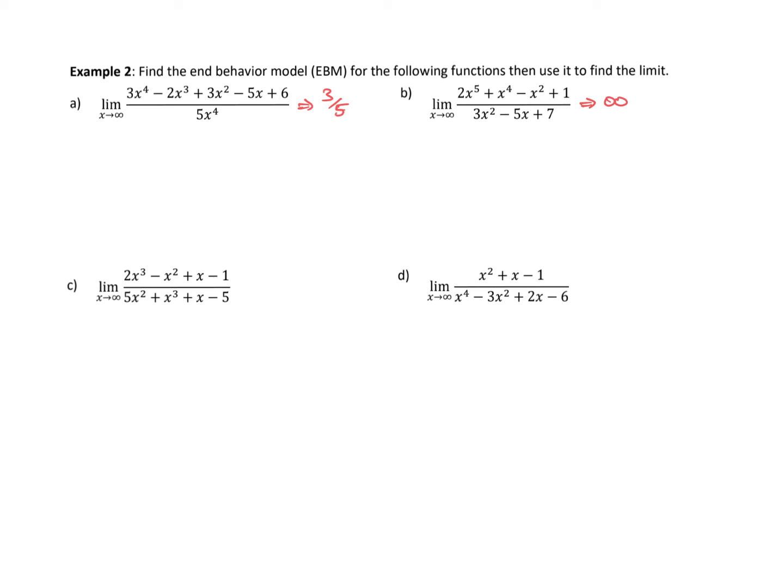Actually, I want to do another one like that. I think it will kind of help out. What if I have a limit as x approaches infinity of, let's say, negative 2x to the fifth over 3x squared? Then what would it go to? It would go to negative infinity because it actually takes its sign.